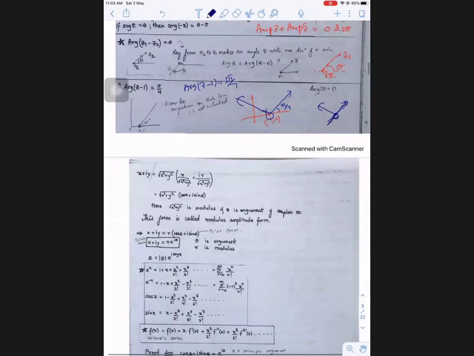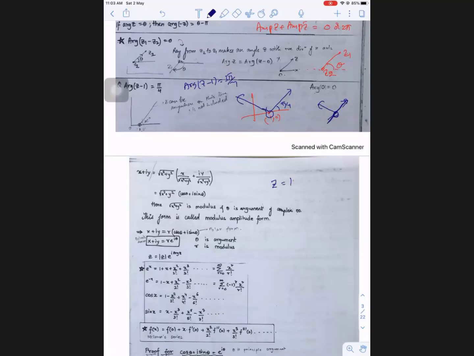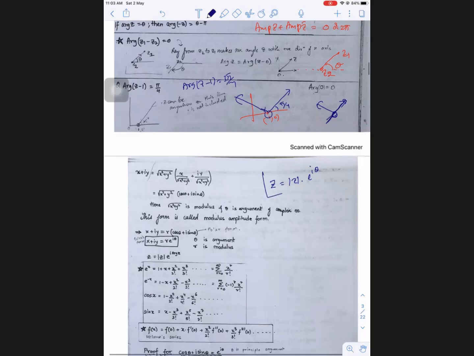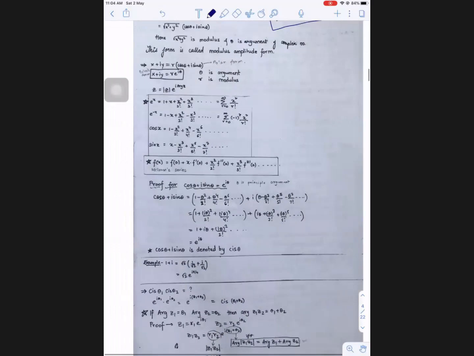And we know any complex number z can be written in the form mod z into e power i theta, where mod z is the modulus and theta is the argument of that complex number. This form is called the modulus amplitude form or modulus argument form. Both are the same. So this result is also important, because we will solve some questions like this. z equal to mod z into e power i theta.